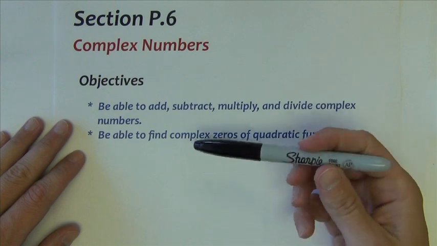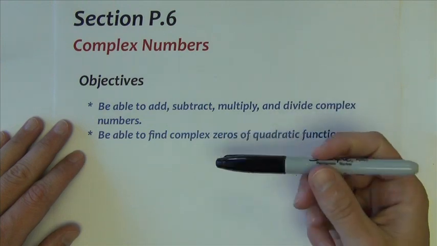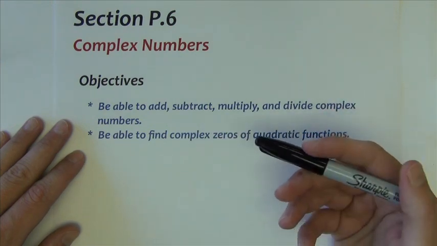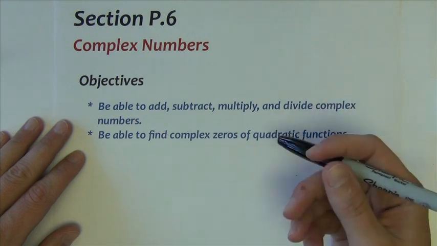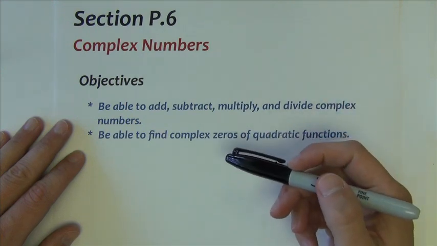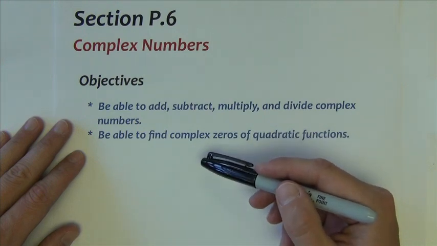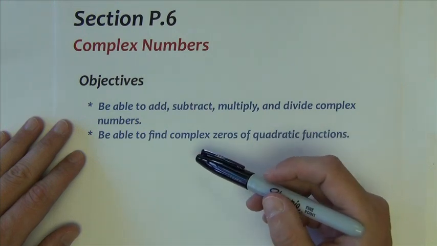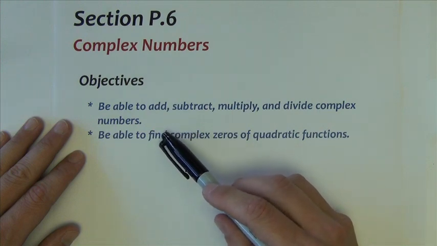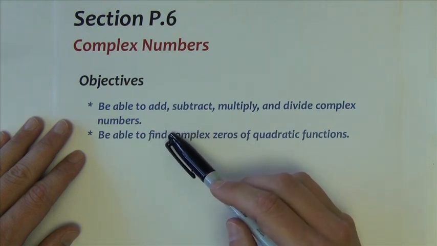Section P.6 is titled Complex Numbers. In this section we're going to briefly go over what a complex number is, but very briefly. We're not going to go into depth too much, as we're going to save a lot of the depth of complex numbers for the trigonometry course. But then we're going to go over the operations that we can do with these complex numbers.